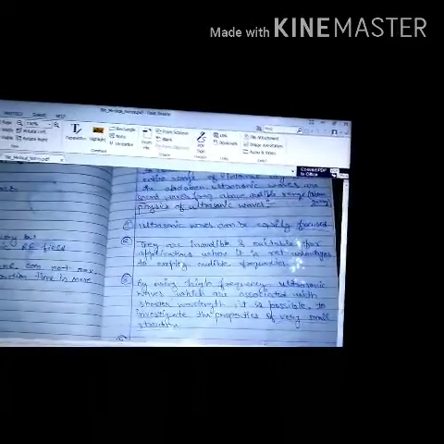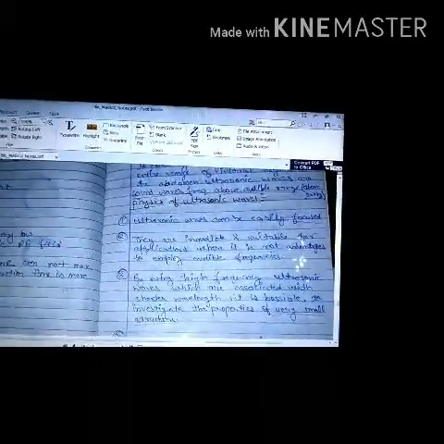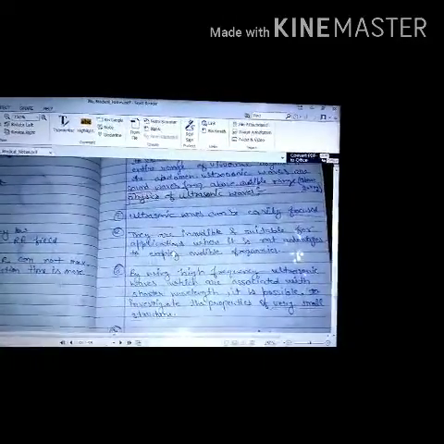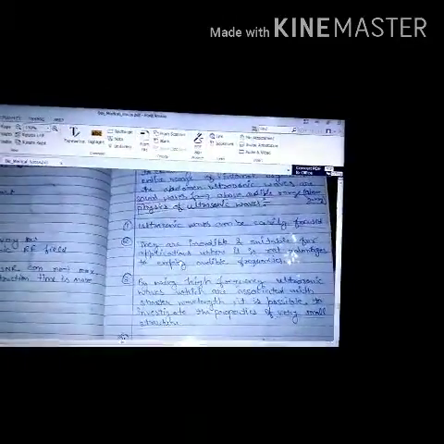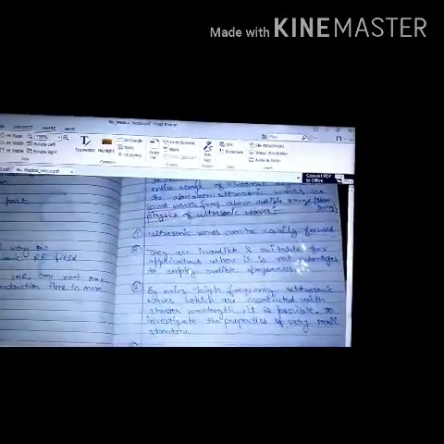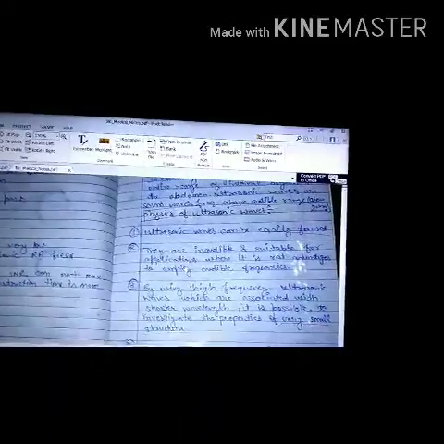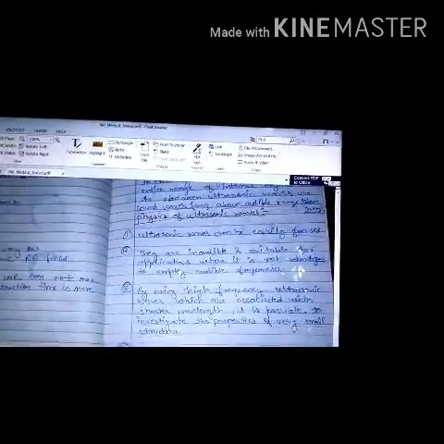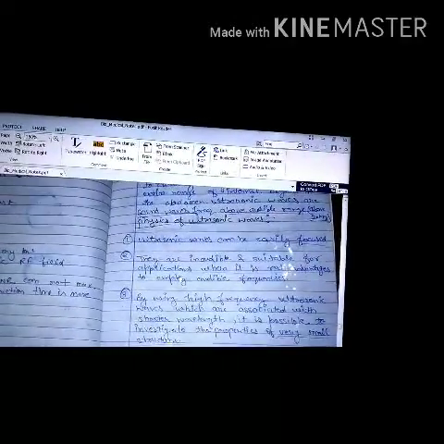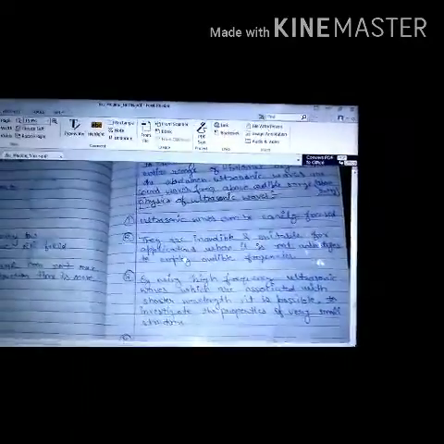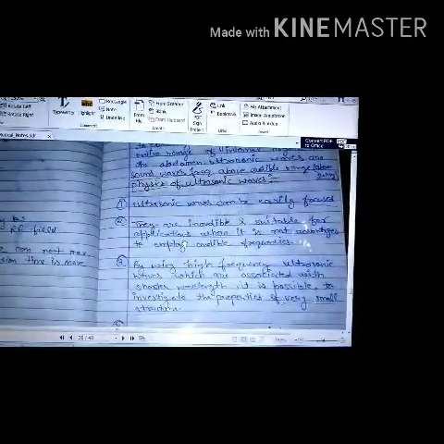They can be employed instead of audible frequencies. By using high frequency ultrasonic waves, which are associated with shorter wavelength, it is possible to investigate properties of very small structures. Since their wavelength is very small, they can be utilized for investigation of very small structures, because the larger the wavelength, the more they bend around the structures, and therefore they will not make a clear image. But since ultrasonic waves have shorter wavelength, they can generate a much clearer image of the structure.